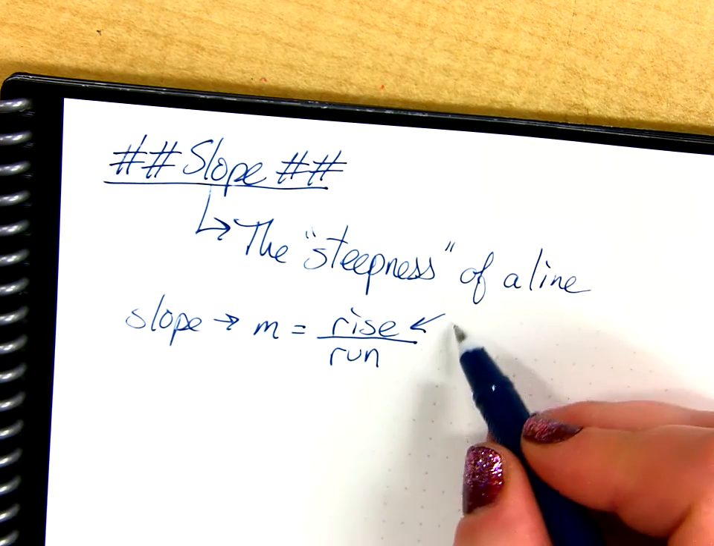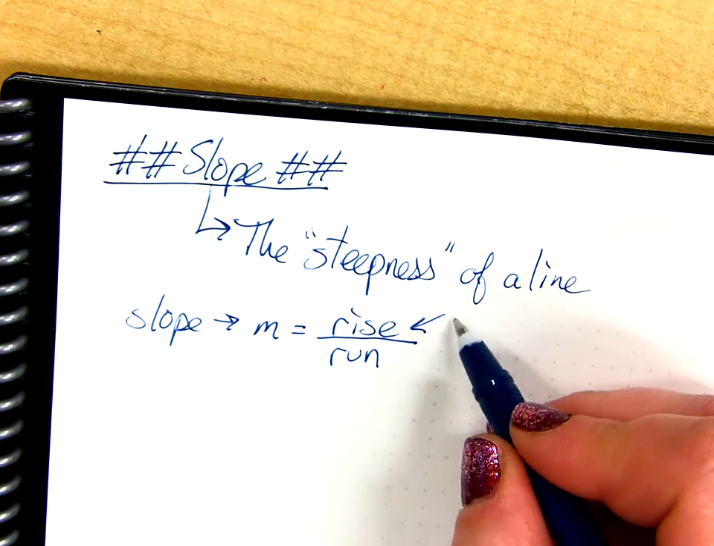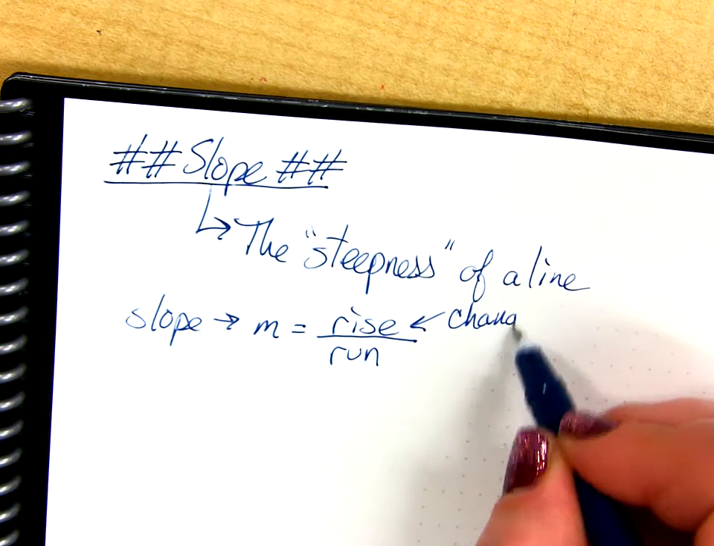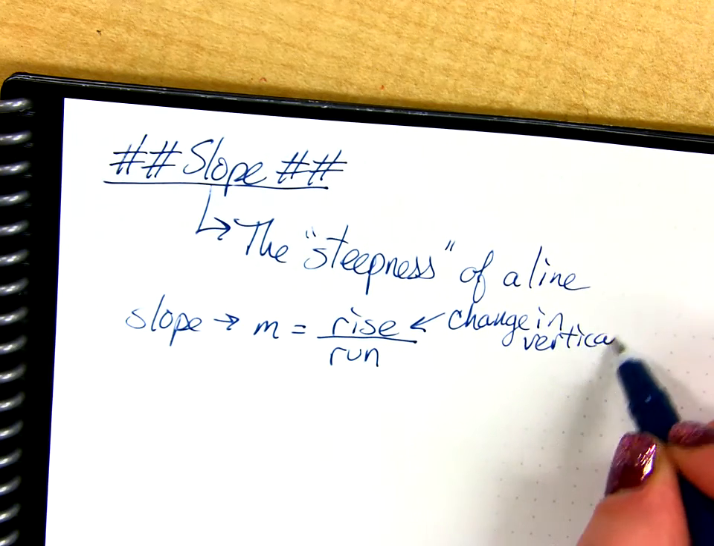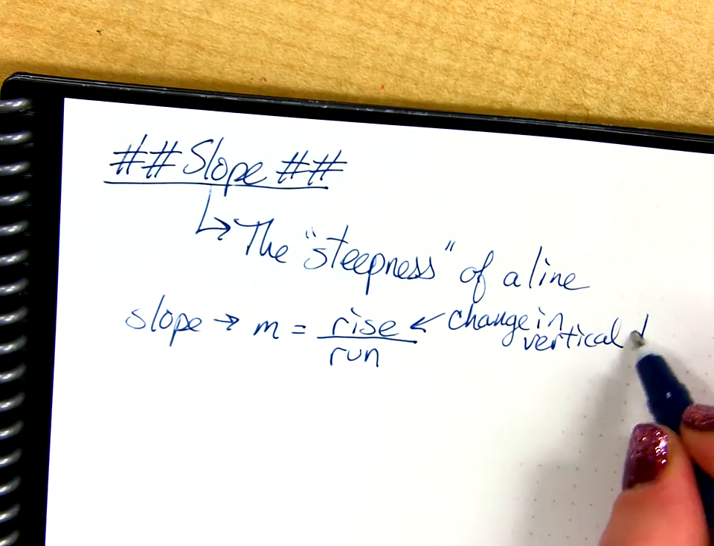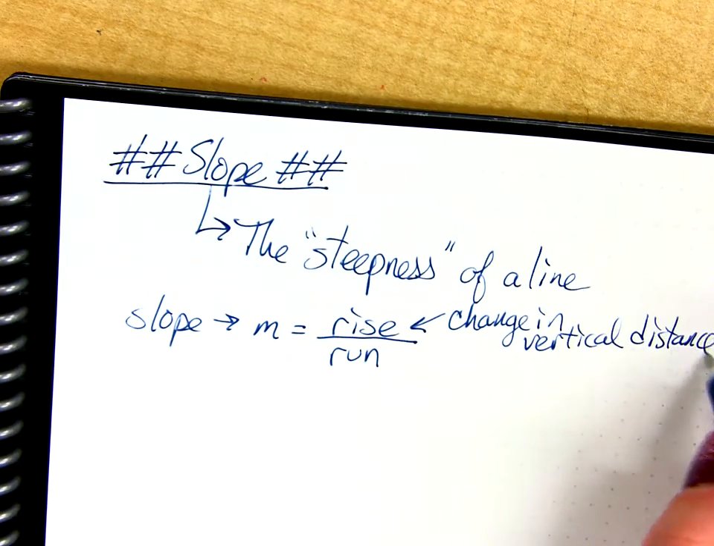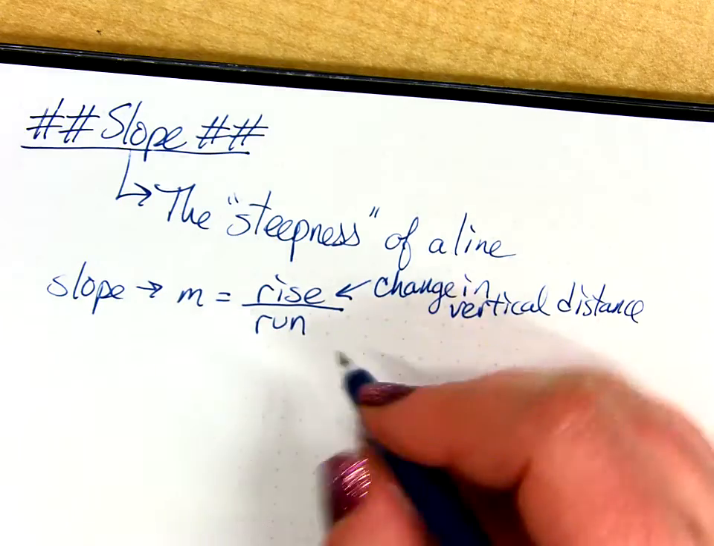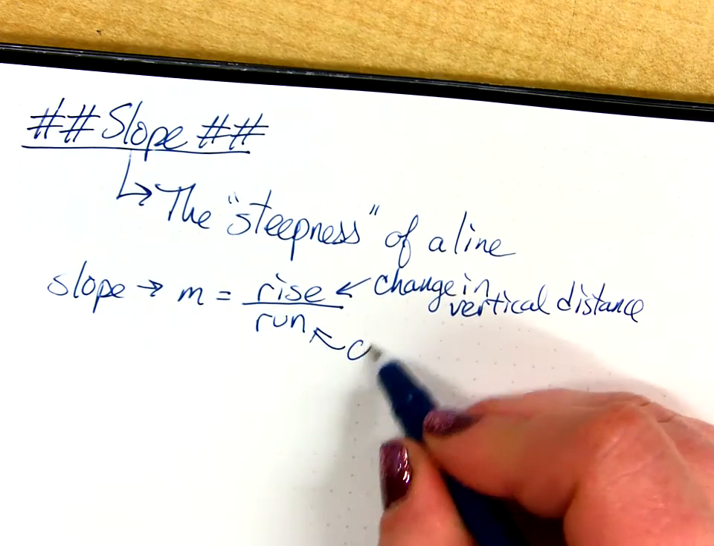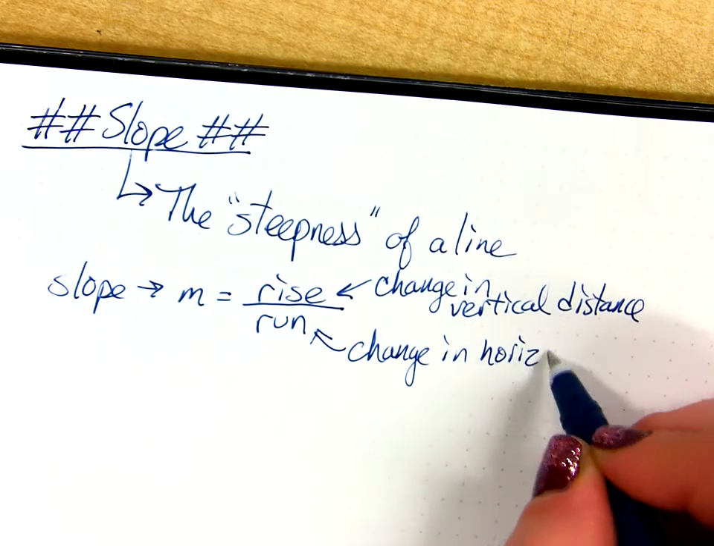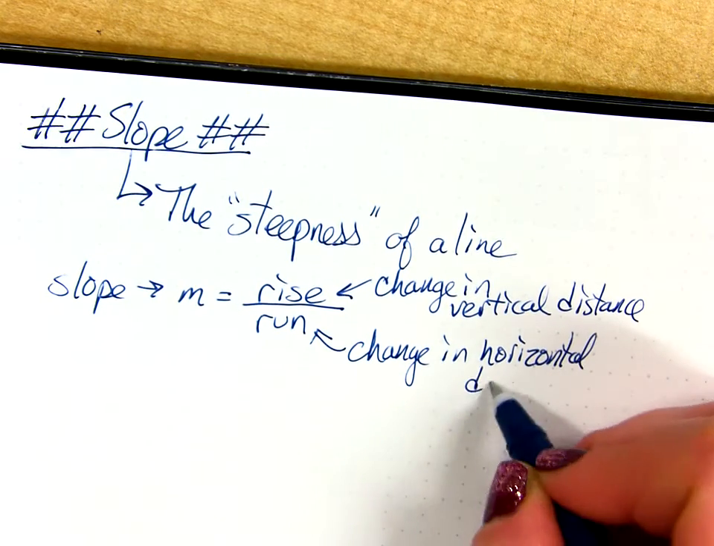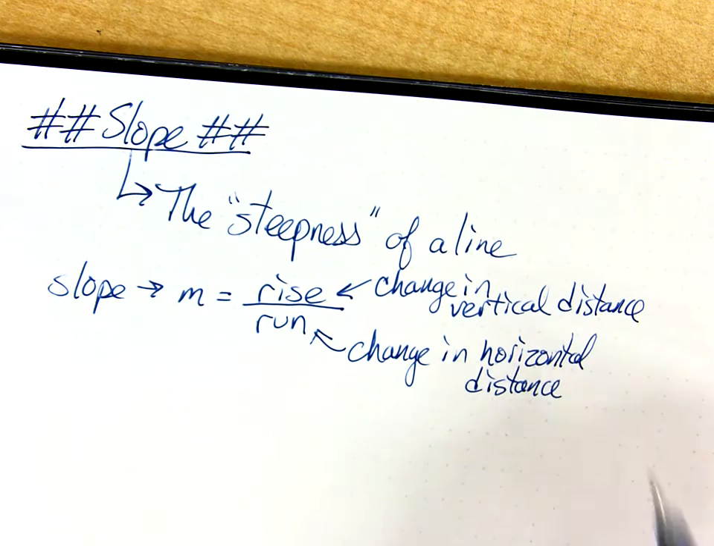The rise is saying, so it's your change in vertical distance. How much are you going up or down? And then the run, exactly. Okay, and again, that's left or right.